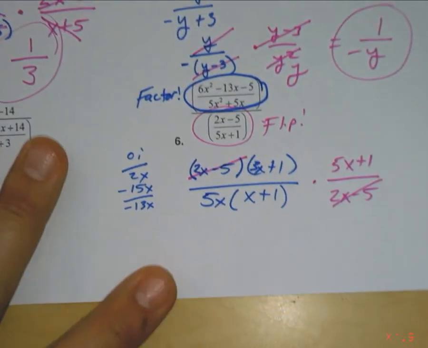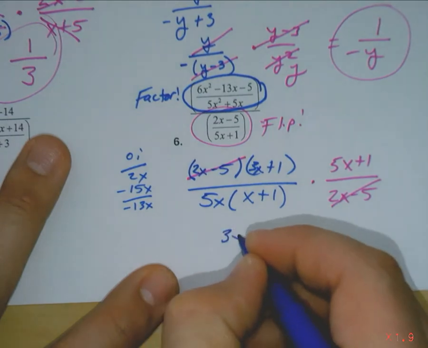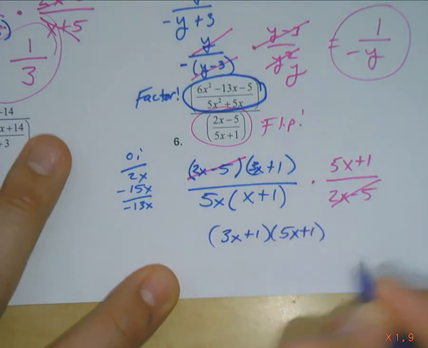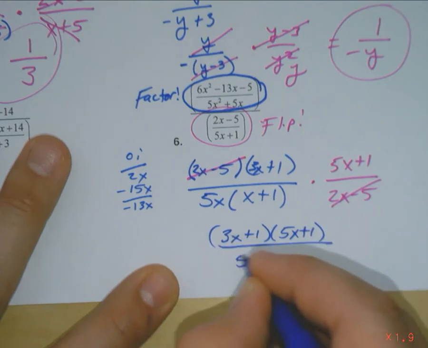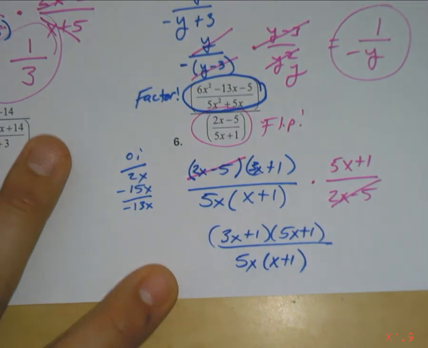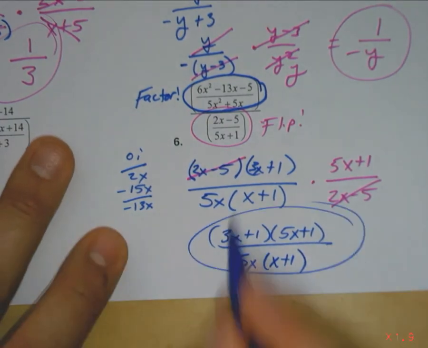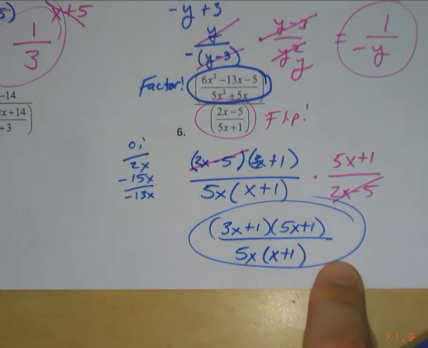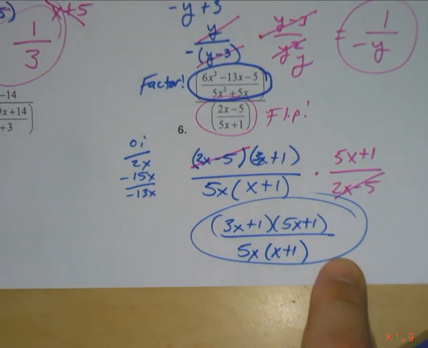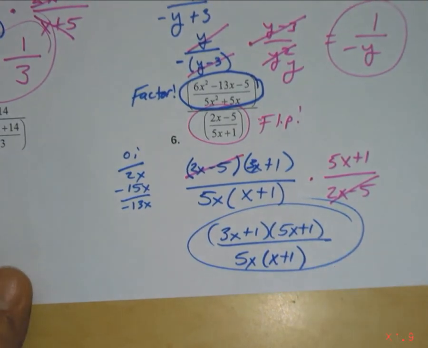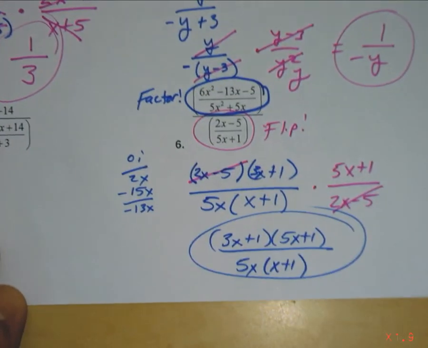So final answer, unfortunately, is 3x plus 1 over 5x plus 1. Don't FOIL those. My math lab will mark it wrong. Some of you guys were trying to FOIL that later on and I had to give you points back. So don't FOIL it back. This is the answer. Okay, so do not FOIL back. Okay, questions, y'all?